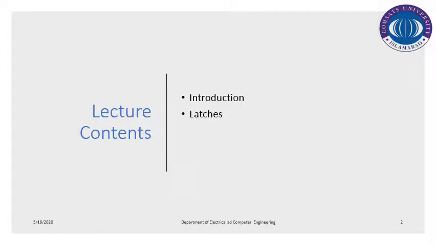Afterwards, we will be having the examples of latches. Latches are basically the devices that can store a single bit and that can be used as a memory element. And we will be discussing different types of latches. For example, the SR latch, the gated SR latch, and the D latch in today's session.